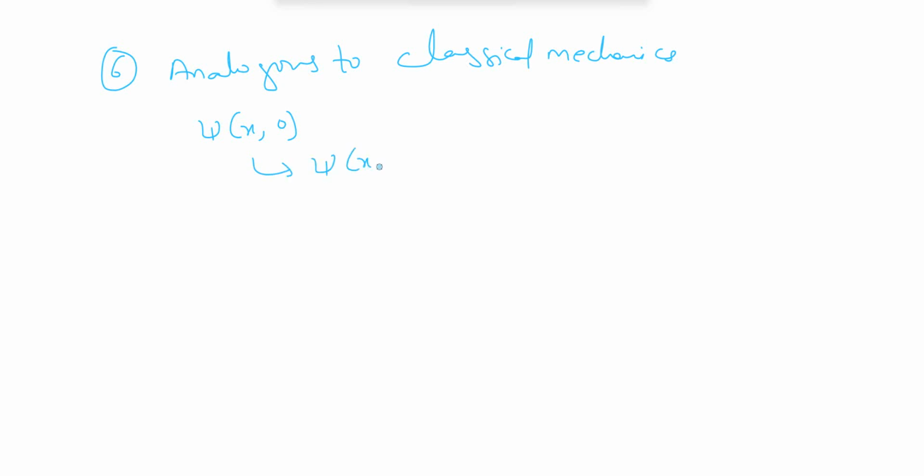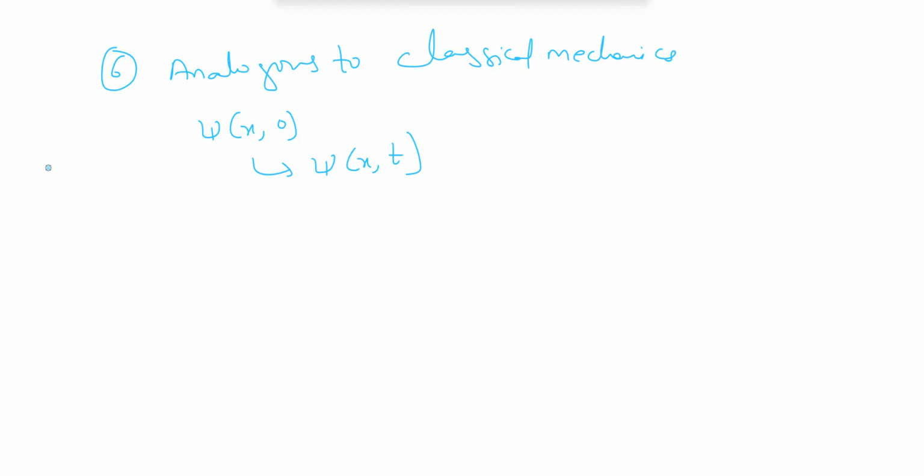So the Schrodinger equation is analogous to classical mechanics in this manner. In quantum mechanics, if we know psi of x comma 0, then we can determine psi of x comma t, like we have seen in one of the properties discussed earlier.